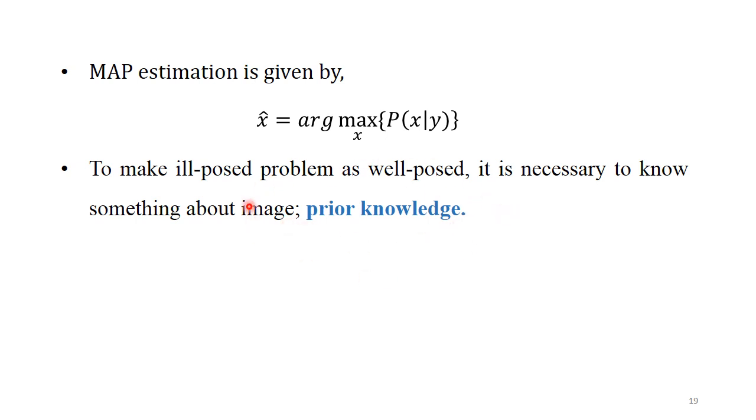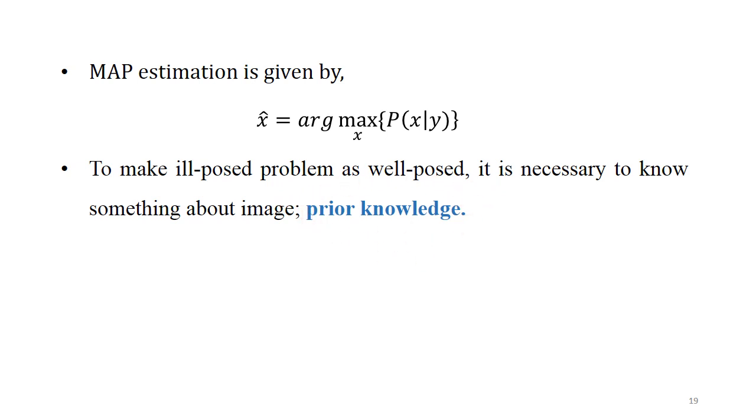So an ill-posed problem is given, and to make a solution for that ill-posed problem, we must convert that into a well-posed problem. How to convert? We must have certain information about that. So what is that information? That information we are calling the prior knowledge.